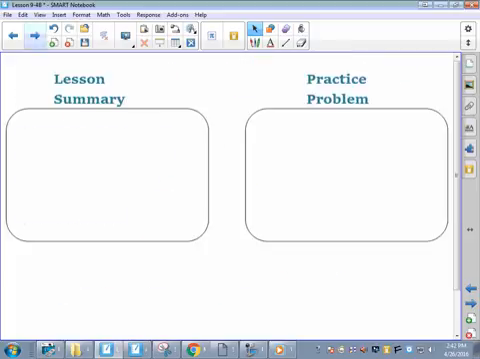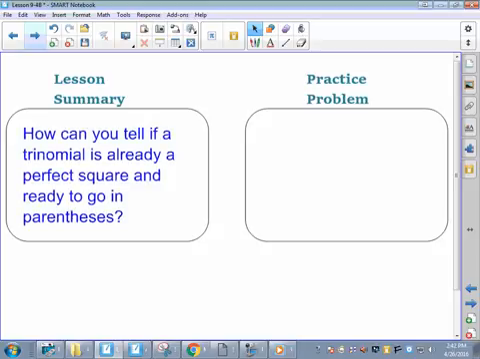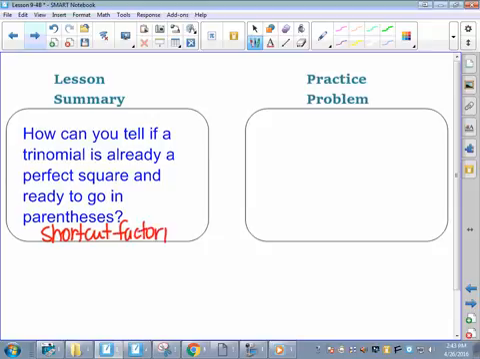So, lesson summary. How can you tell if a trinomial is already a perfect square and ready to go in parentheses, or to shortcut for the factoring? How do you know? What do you check? What do you do?